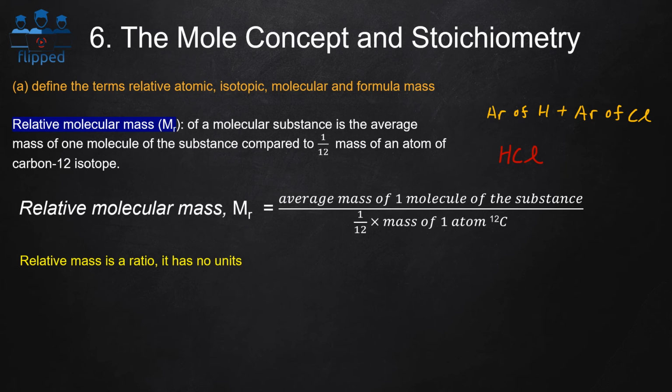So basically, what I'm trying to say is that MR is the sum of all the ARs of the elements present. Because H is present here, Cl is present here. When I add them up, this is the MR. Makes sense, right? So this is the average mass of one molecule of the substance. I plug it in on the top and divide by this number, which as you know will be 1. And I'll get my relative molecular mass, which is called MR. This is just a working, but usually we do not work this out. We just obtain a number from the periodic table. And as usual, relative mass is a ratio. It has no units.